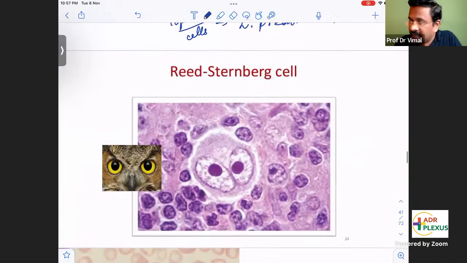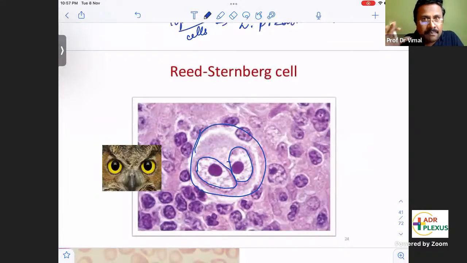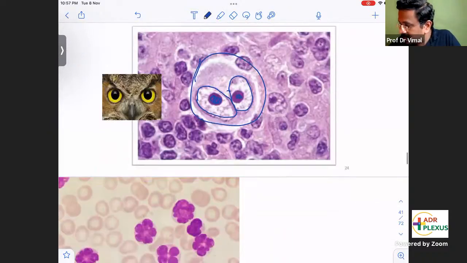And this is the classical RS cell with a bilobed nucleus. This is a large cell with a bilobed nucleus appearing as a mirror image of each other, with prominent eosinophilic nucleoli resembling those of an owl. In which viral inclusion will you see an owl's eye-like appearance? Yes, CMV. Owl's eye-like inclusion, CMV.